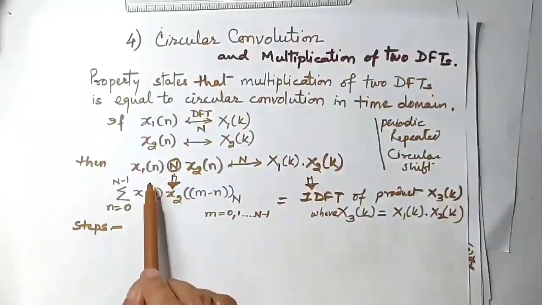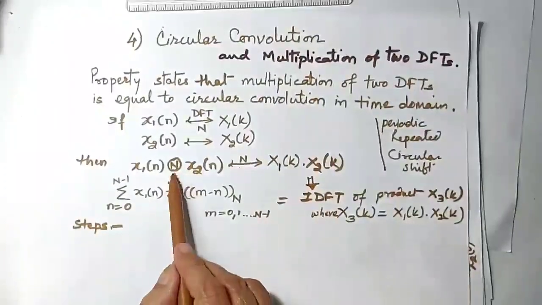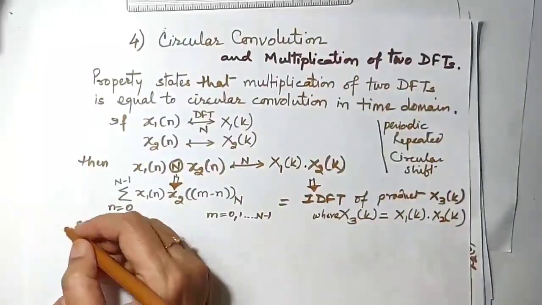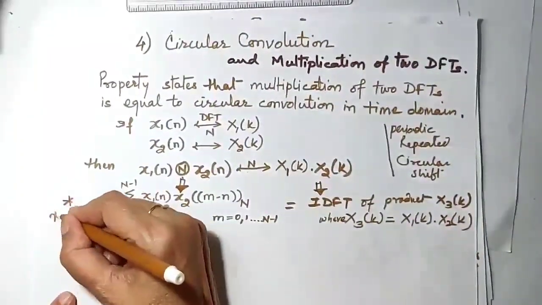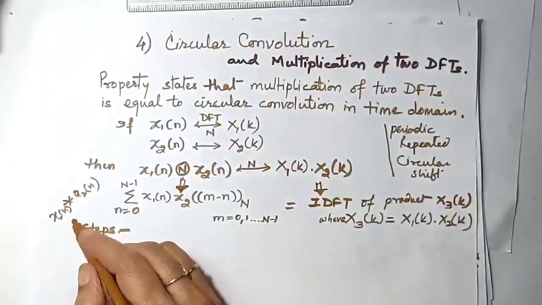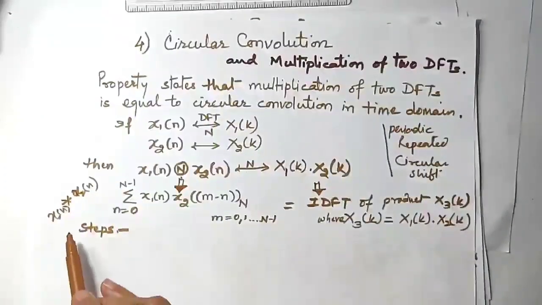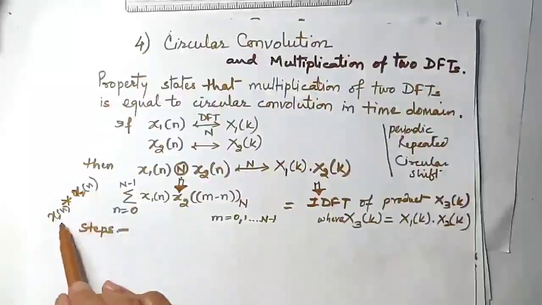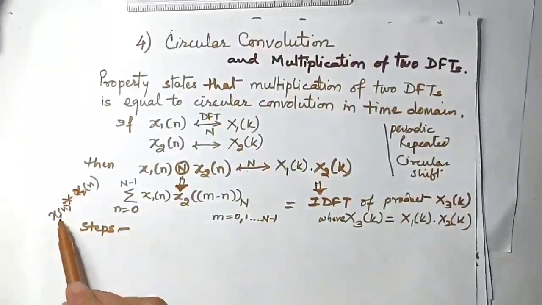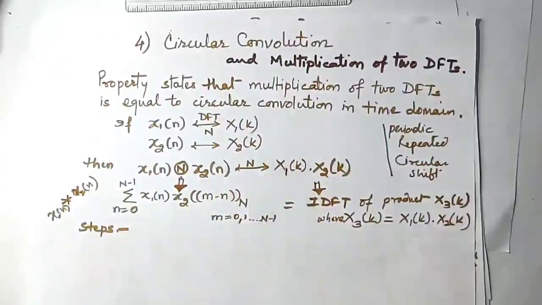So we get this x1n and x2n, with the circle n symbol, called circular convolution. In linear convolution, we used to have the star, x1n star x2n. This was the convolution we studied in all other systems. This is not that, because we are taking periodic and repeated sequences in circular shift. So this convolution is possible with circular convolution.